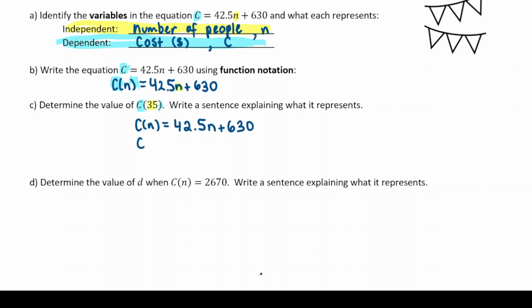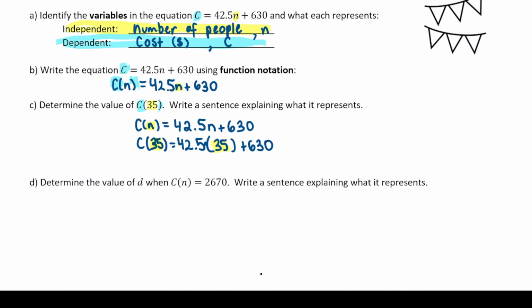So what we're told to find is C of 35. So see how the N in that first expression was replaced with a 35. So what that means is our input number, our N, is going to be 35. So in the equation, I'm just going to rewrite the whole thing. But instead of writing the N, I always like to encourage students to use brackets. I'm just going to put the number 35.